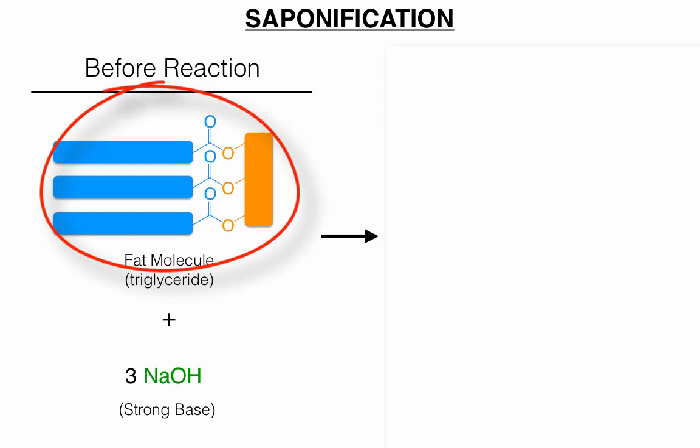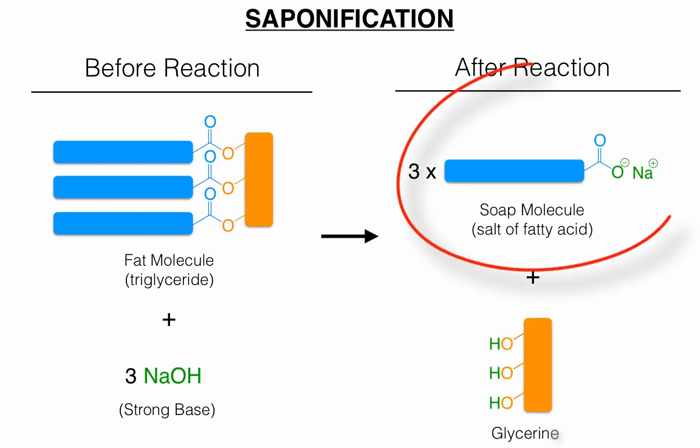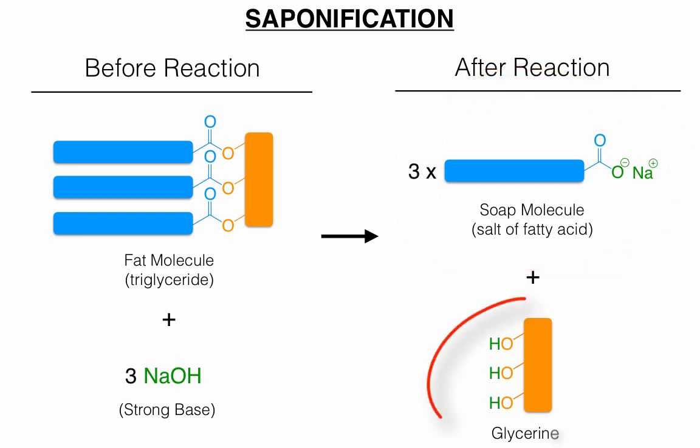Triglycerides, which are the dominant type of molecules in fats and oils, have a glycerin backbone, which I am showing in orange, and 3 fatty acids attached to it, which are in blue. The saponification process cleaves the bond between the glycerin and the fatty acids to give 3 fatty acid salts, which is what we know as soap, and 1 molecule of glycerin.